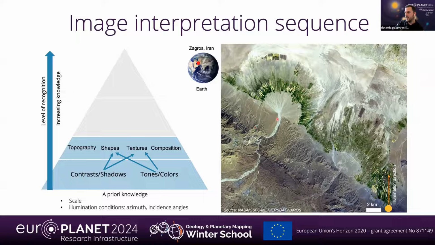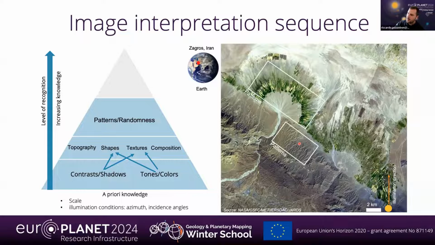For example, the randomness or a repetition of an object. So patterns or randomness. So how ordered is something within the image? And this gives you information, for example, about how frequently something repeats in geologic time. For example, if we have recognizable shapes like this, or these rectangles, or these sinuous shapes, that means we are in the presence of a pattern. This is a drainage pattern.